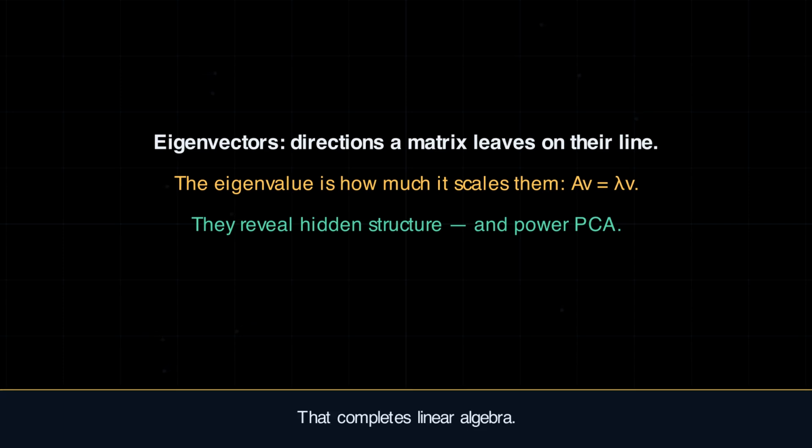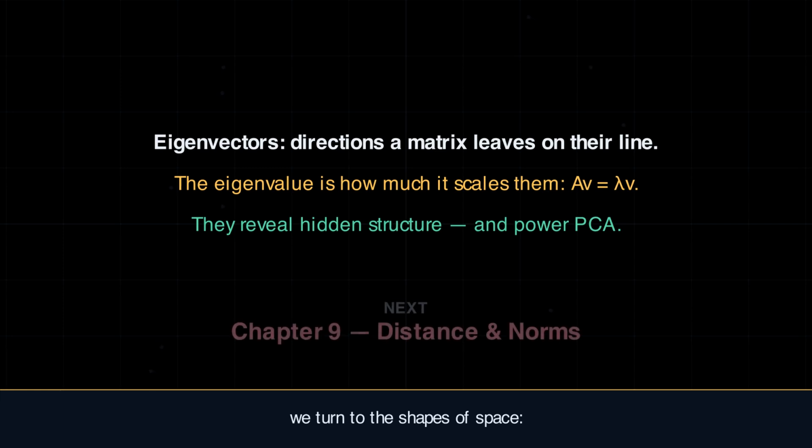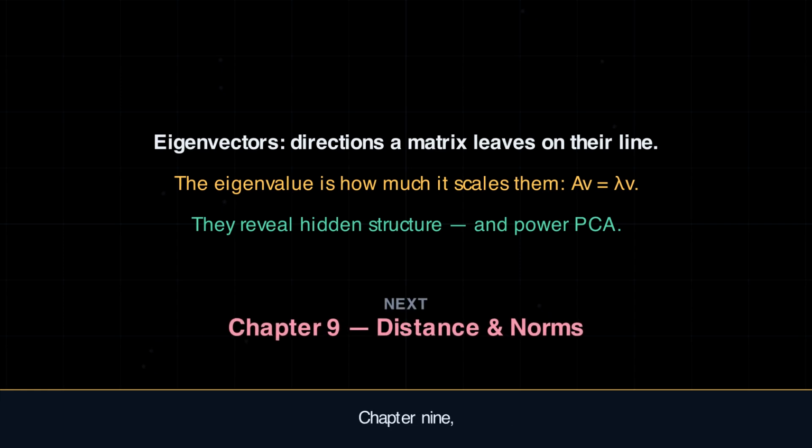That completes linear algebra. Next, we turn to the shapes of space, geometry, Chapter 9, Distance and Norms.